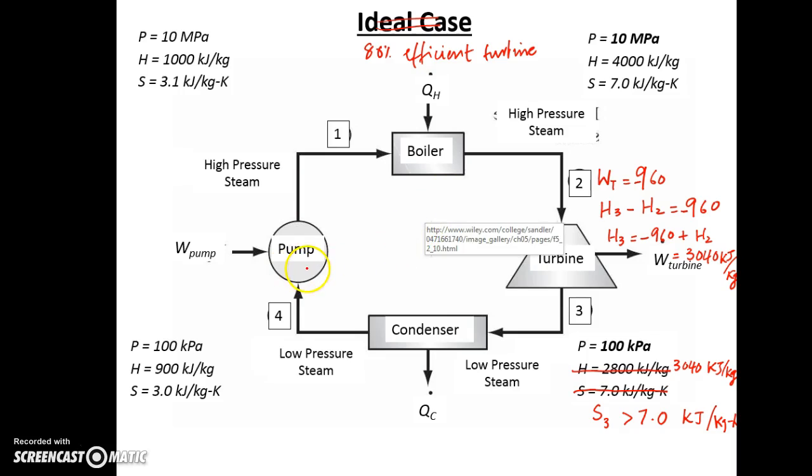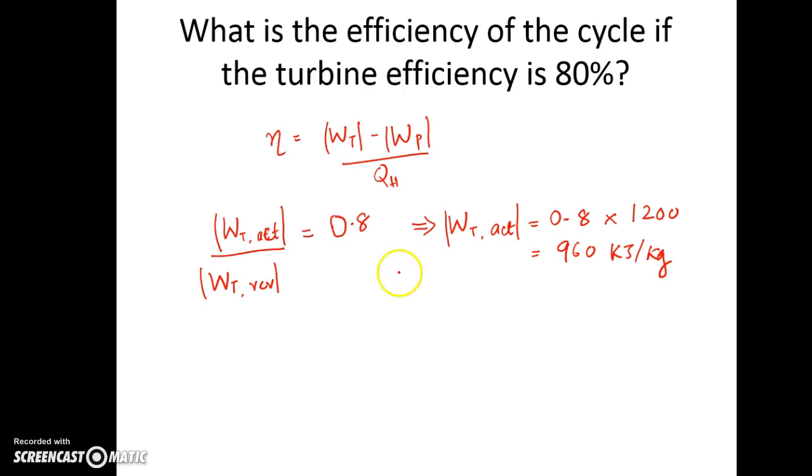I'm going to go back and compute our efficiency for this process. The efficiency is work turbine, 960, minus our work pump, 100, same as before, over our heat supplied, 3000. So we calculate those numbers, and our efficiency turns out to be 28.7%.